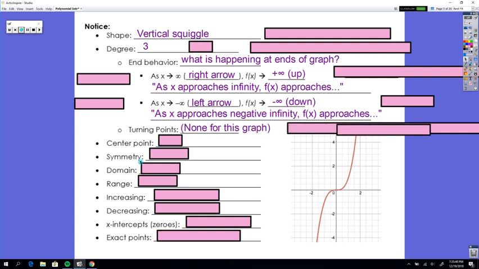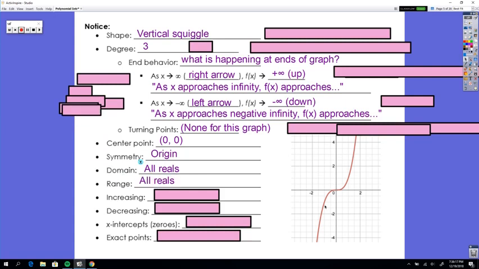Number of turning points. Remember, a turning point is when a graph goes from increasing to decreasing or decreasing to increasing. If you look at our graph here, our original parent function is always increasing. Our center point is 0, 0. Our symmetry is about the origin. What that means is if I were to draw a diagonal line, it would be symmetrical about this diagonal line. The domain is all real numbers.